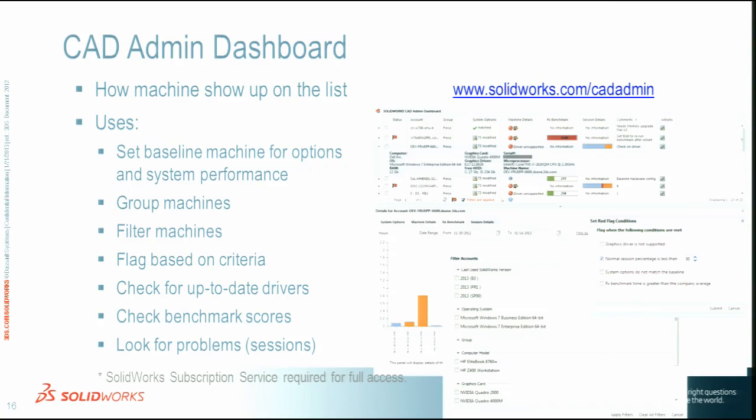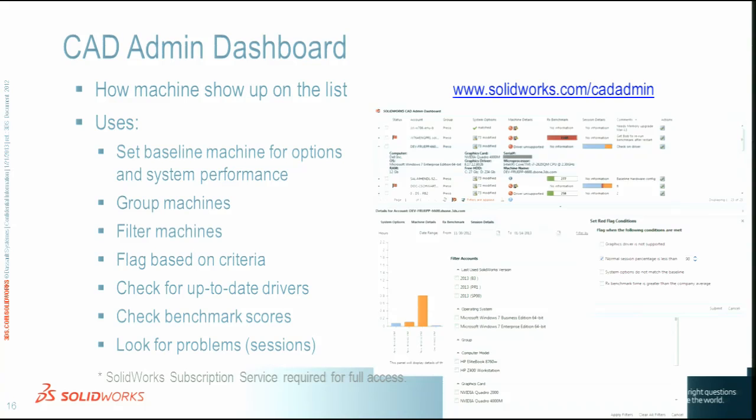First off, you can take one of your machines and it says baseline. Baseline for two different things. You'll see there's tabs across the top, right here: system options, machine details, RX benchmark, and session details. I'll talk about each one of these.